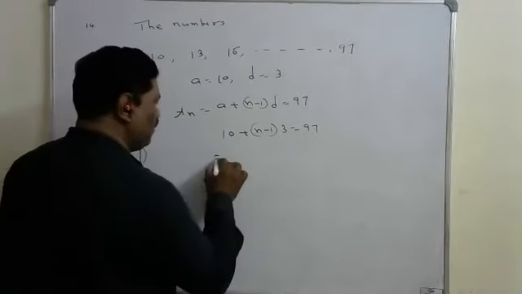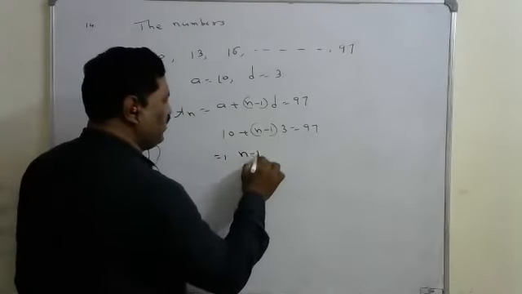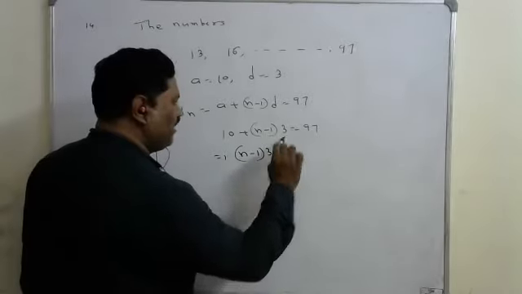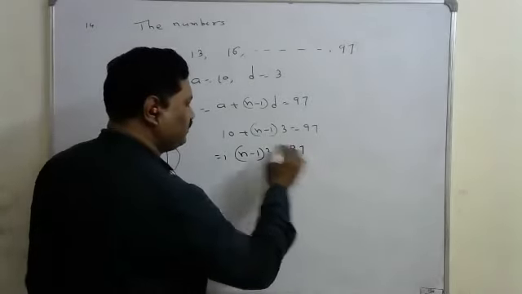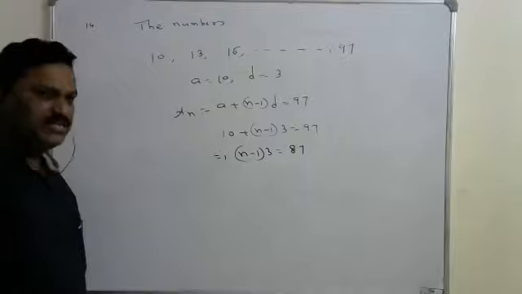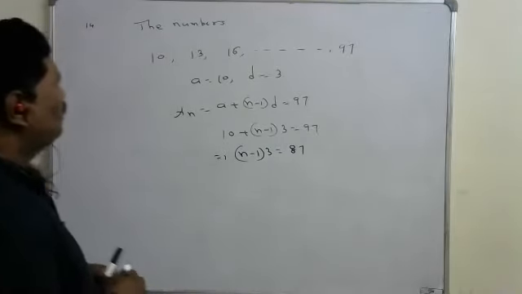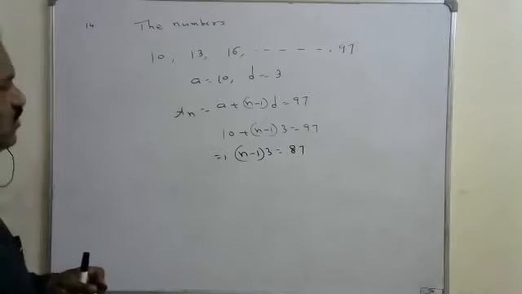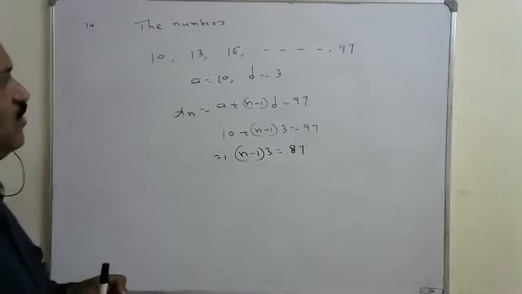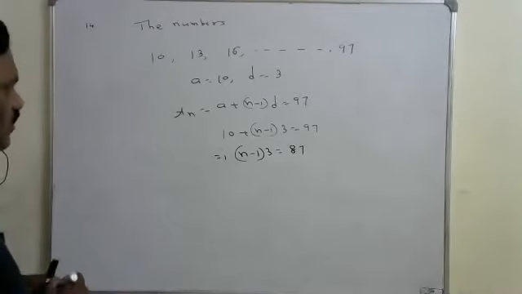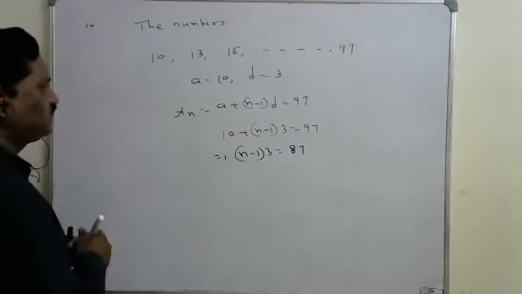So that is (n minus 1) into 3 is equal to 97 minus 10, which is 87. So 87. So 10, 13, 16, 19, and so on up to 97. Okay, n is equal to 30.